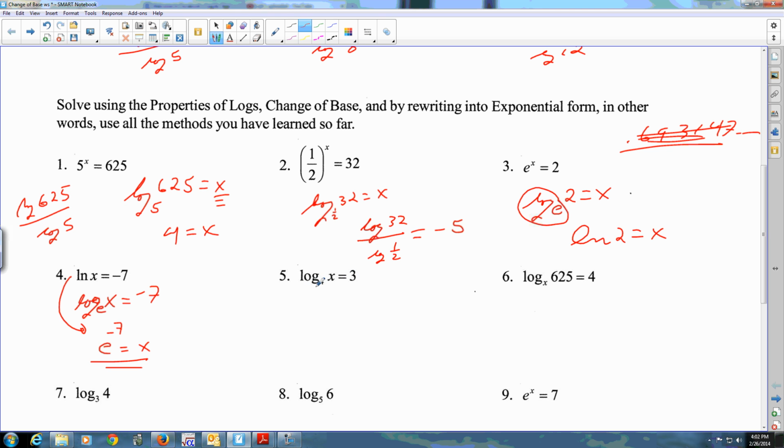When in doubt, translate. 4 to the third is x. Boom. I don't think you guys need to write that as 64. I think you can leave it just like that.